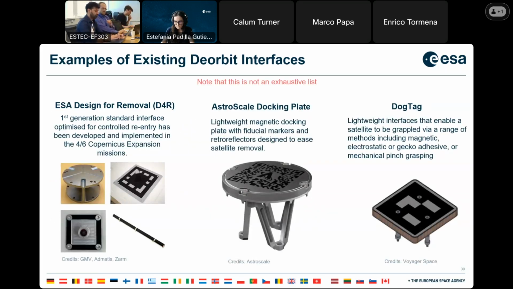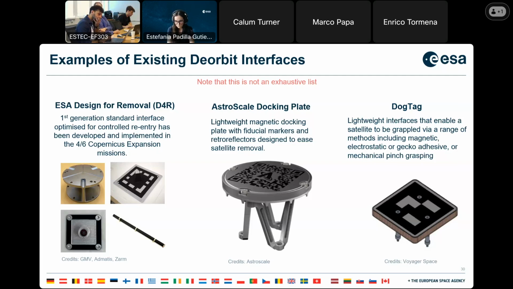So, a very brief tour of some existing deorbit interfaces. A massive caveat here: this is not an exhaustive list, this is just a selection and other interfaces are available. On the left side of the screen, you can see ESA's design for removal hardware. This is a combination of a passive mechanical interface, markers to enable relative navigation, markers for attitude reconstruction from ground, and magnet hawkers which can be shorted to detumble at the end of its life. These have been developed and implemented in 4 out of 6 of the Copernicus expansion missions.